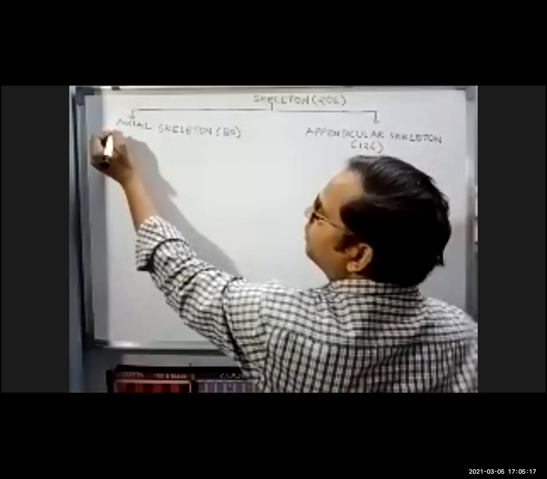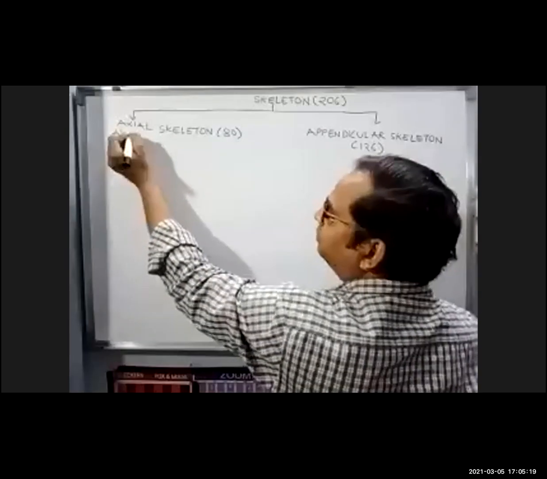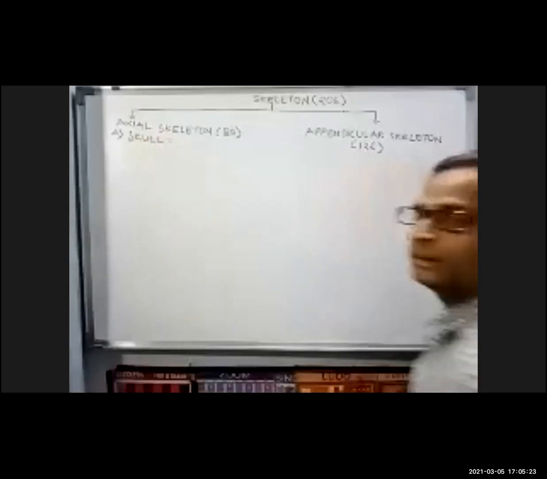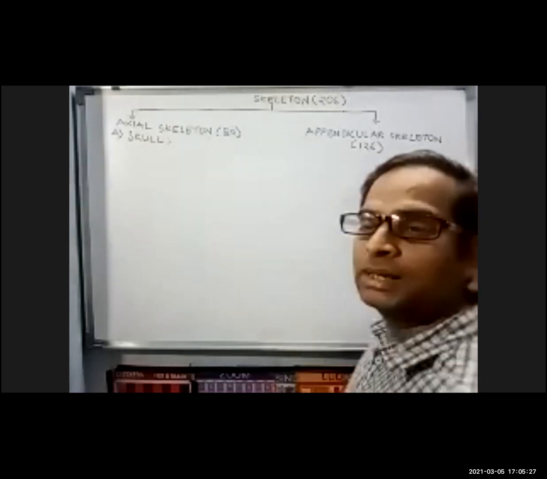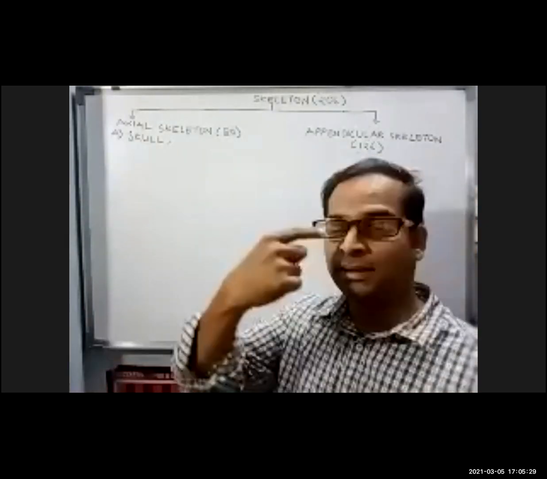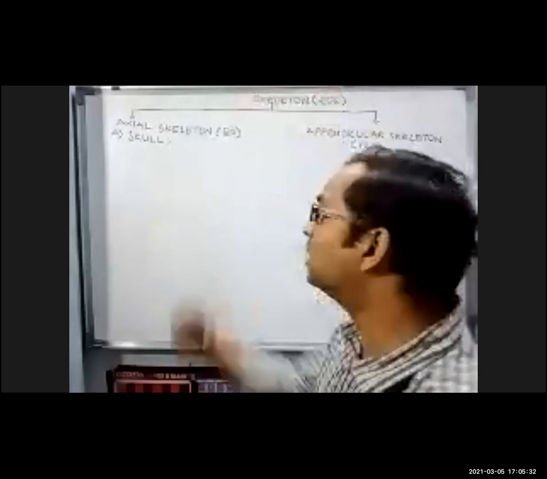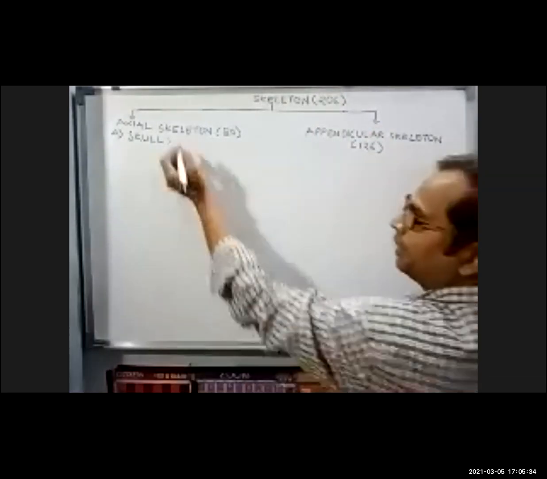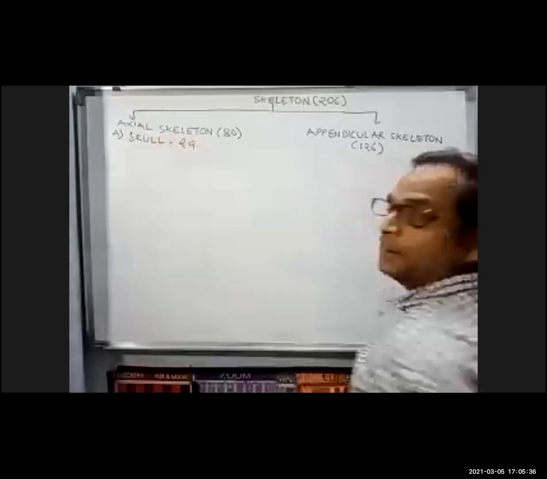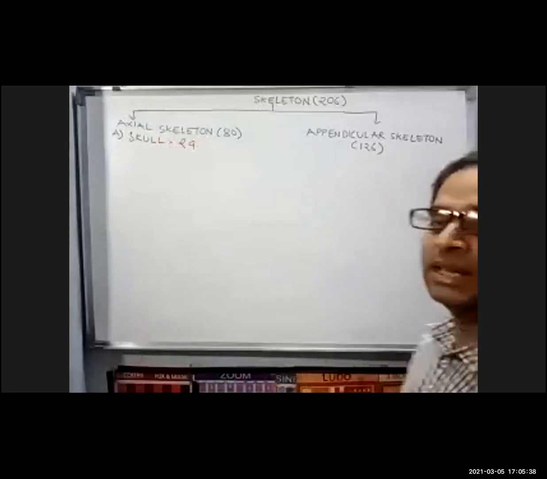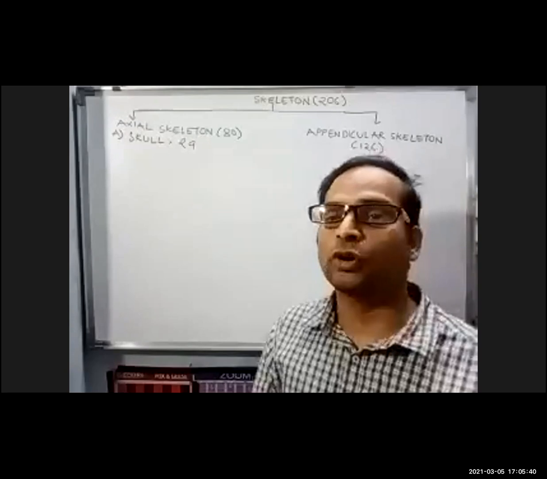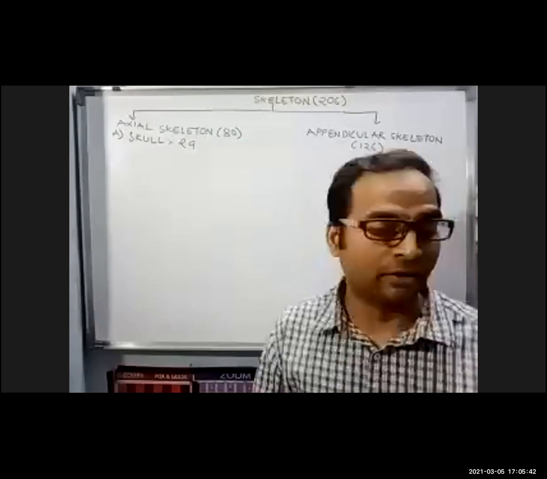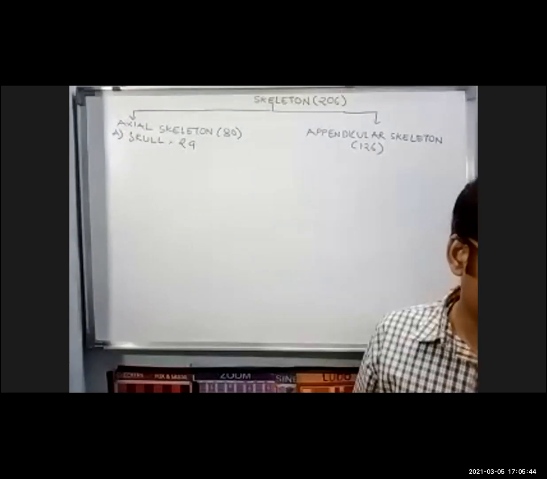What was the first part of this axial skeleton? It was the skull, right? The first part of that skeleton was the skull. You all know that. The skull is nothing but this face and this brain box. Together they form the skull. 29 bones are there in it, and this we discussed in the last class. Not all were over, I hope. Some were remaining. You remember what that was?